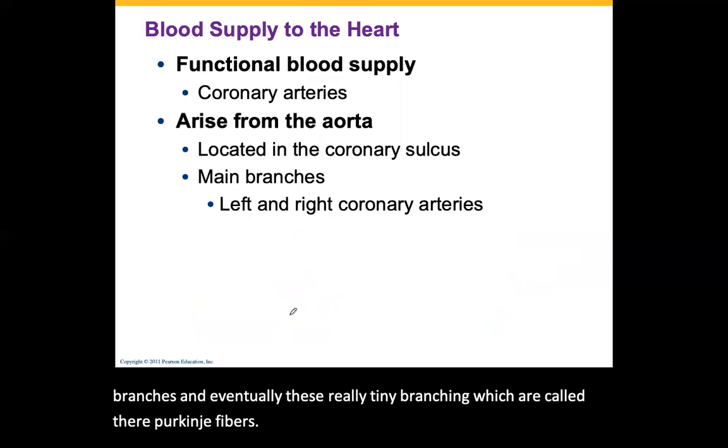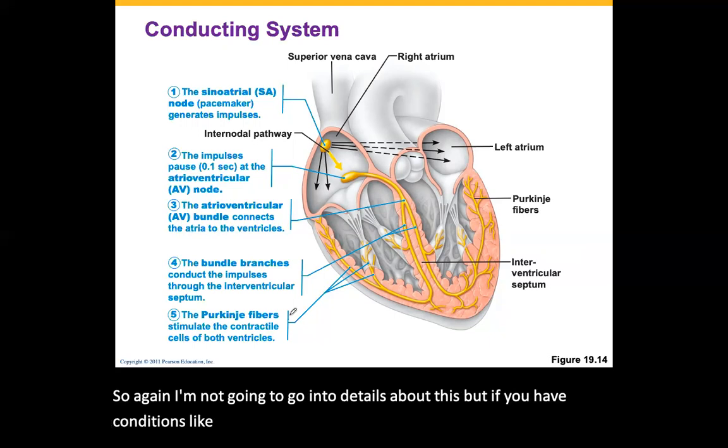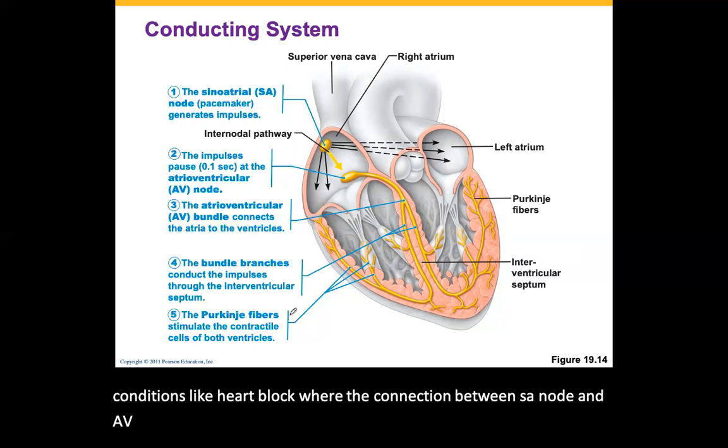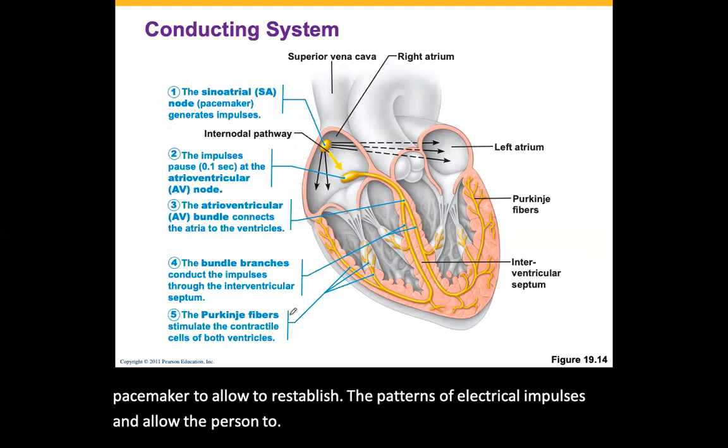So again, I'm not going to go into details about this, but if you have conditions like heart block, where the connection between the SA node and AV node is either interrupted or completely stopped, these individuals require a pacemaker to reestablish the patterns of the electrical impulses and allow the person to basically live a healthy life.